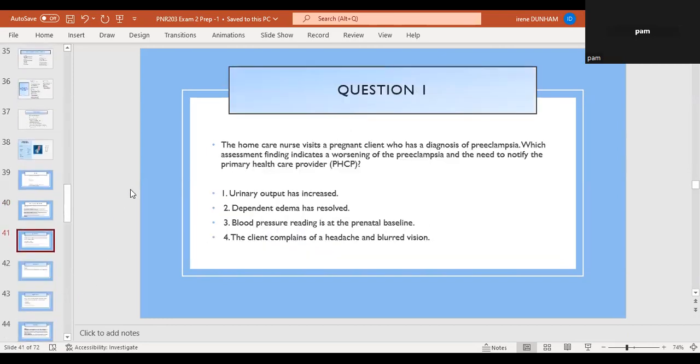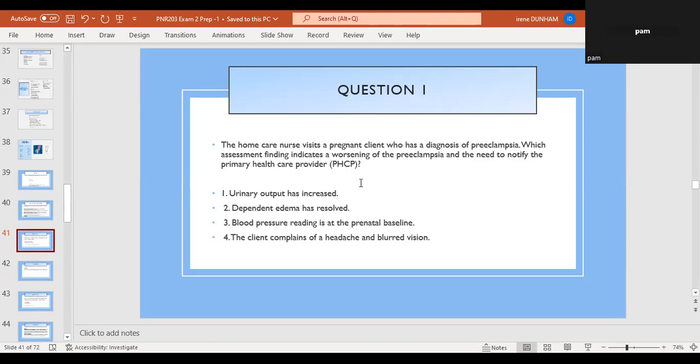Okay, so I have some questions, and maybe this will help. Let me read them to you. The home care nurse visits a pregnant client who has a diagnosis of preeclampsia. Which assessment finding indicates a worsening of the preeclampsia and the need to notify the primary health care provider? So you're a home health nurse, and she already has a diagnosis of preeclampsia. What's the question asking me? Which assessment finding indicates that we're getting worse?